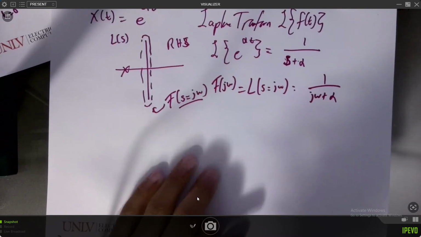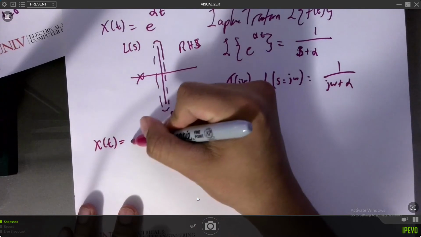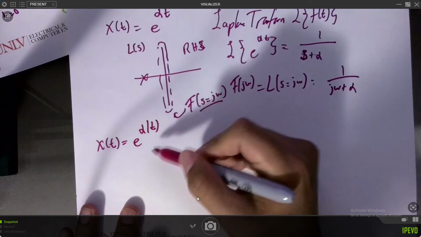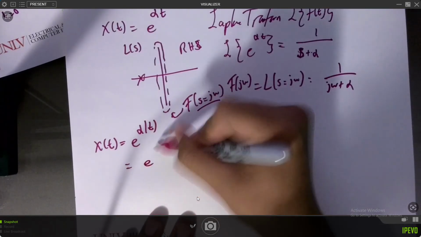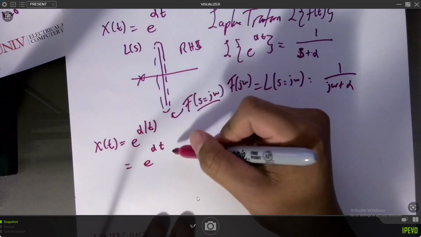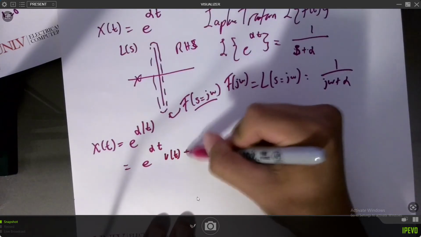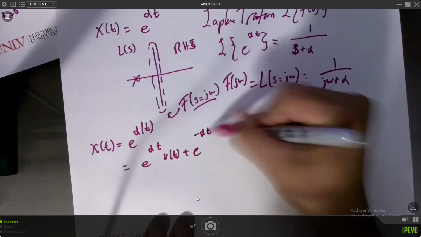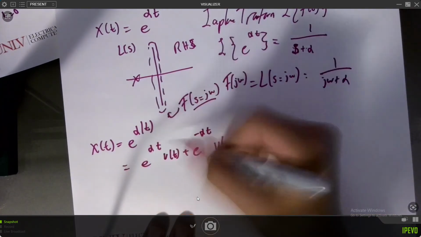The problem I want to do is, what if you get x of t is equal to e to the alpha t? So now you have this situation. But we know, as engineers, this is equal to e to the alpha t. And let me remember this one. This only exists at u of t, and then e to the minus alpha t, and this only exists on this side of the spectrum. So this gives you this.